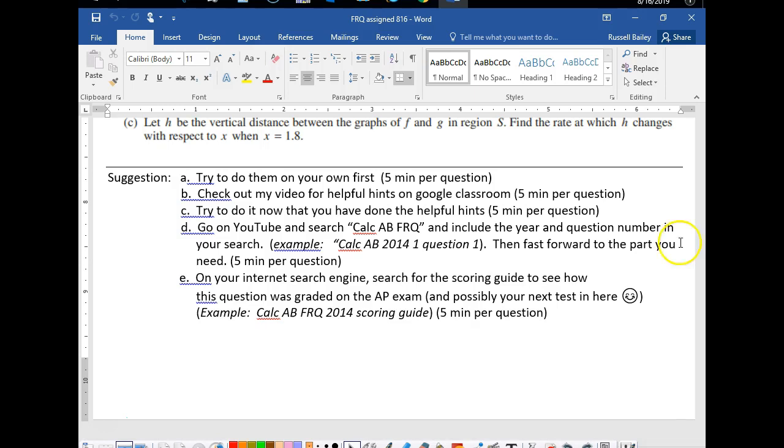FRQs have a bunch of parts. You only want to focus on the parts that are of interest. After that, you should really also go on the internet, Google, and search for the scoring guide for that particular question to see how the grading is done.